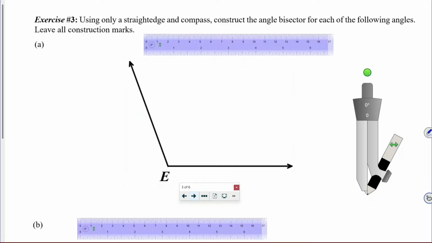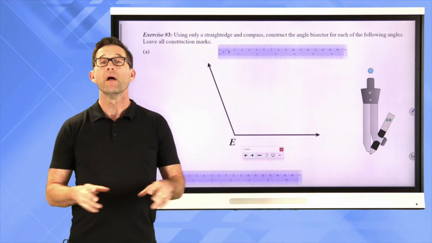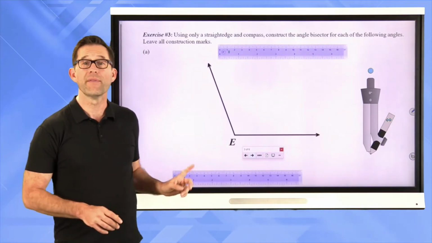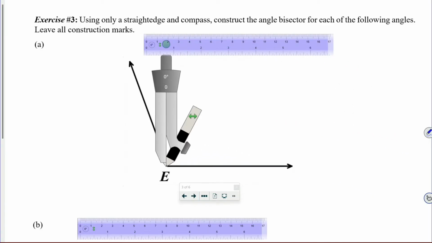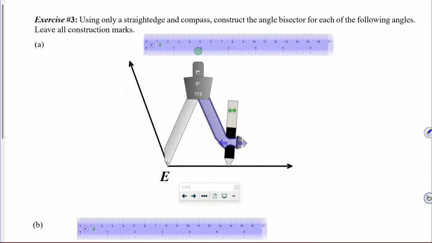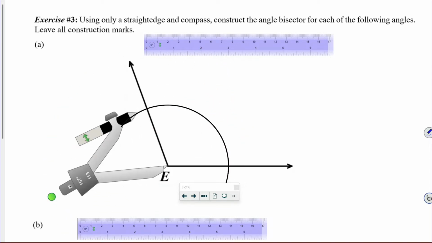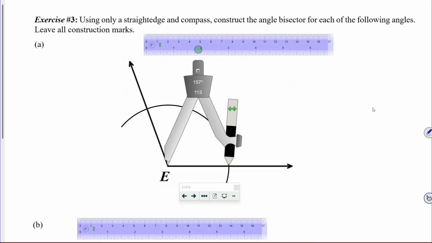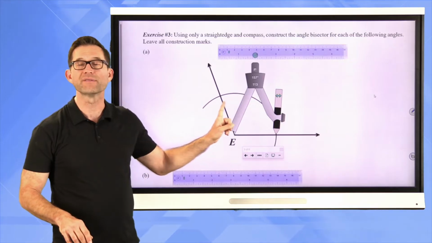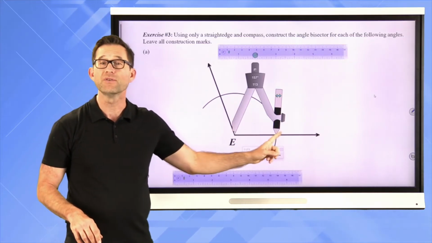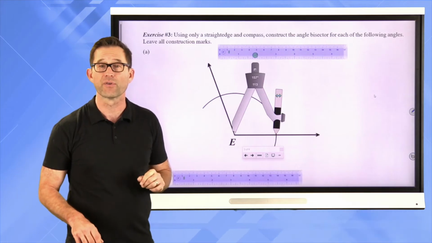Exercise number 3. Using only a straight edge and compass, construct the angle bisector for each of the following angles. Leave all construction marks. Okay, let's go through it again together in letter A, and then we'll have you do letter B on your own. All right, so step number 1. I am going to draw an arc whose center is at the vertex of the angle that I'm trying to bisect, and the arc then intersects the two rays of the angle. All right, now remember, that is to establish 1 point on each of the rays that's equidistant from that vertex point.